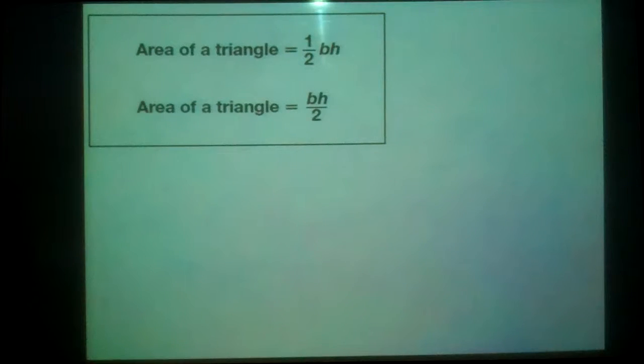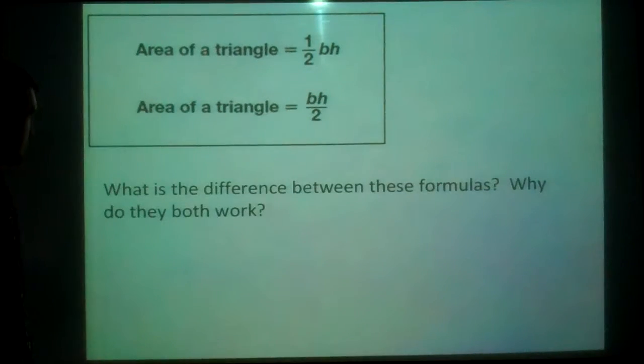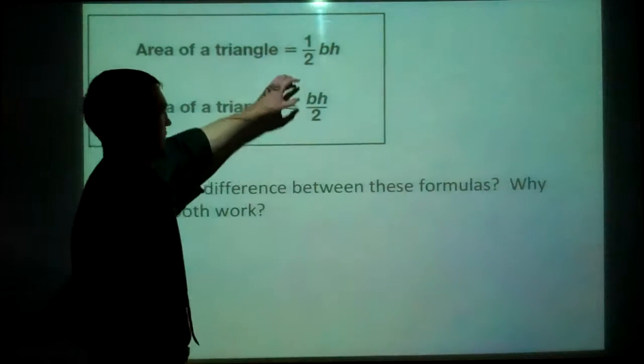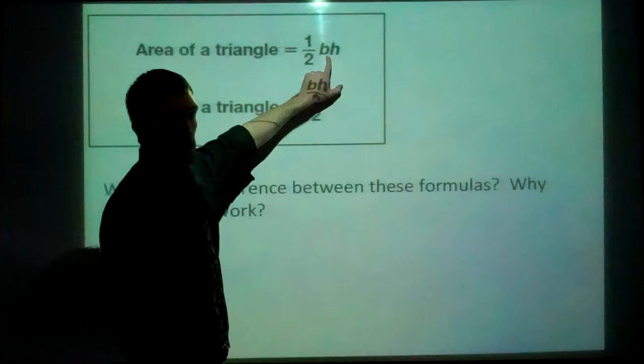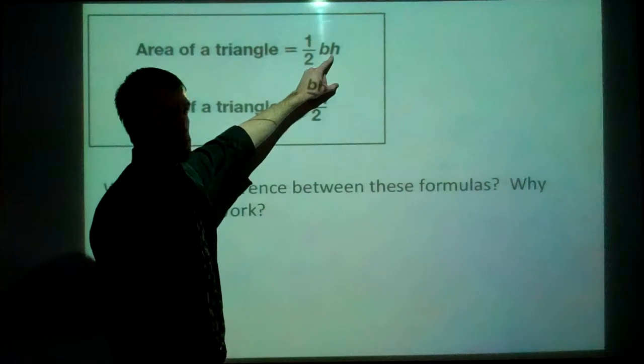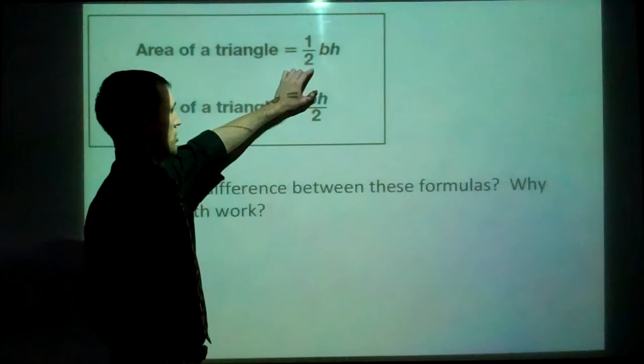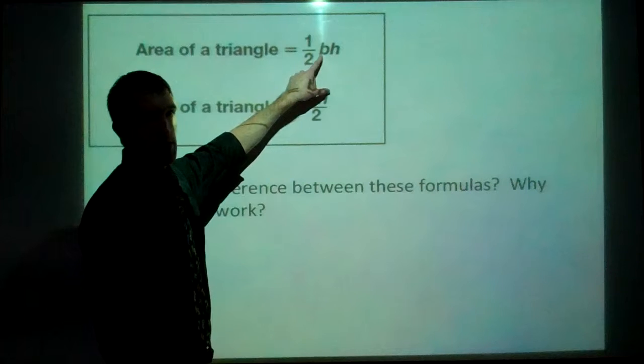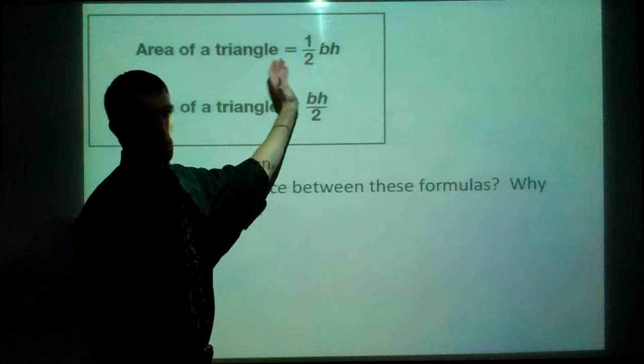Because the area of a triangle, this is the formula, 1/2 base times height, or base times height divided by 2. So what is the difference between these formulas and why do they both work? Alright. The difference here is that we're taking half of the quantity we get when we multiply B and H together. Or we could do half times B times height. So everything's kind of being multiplied here.